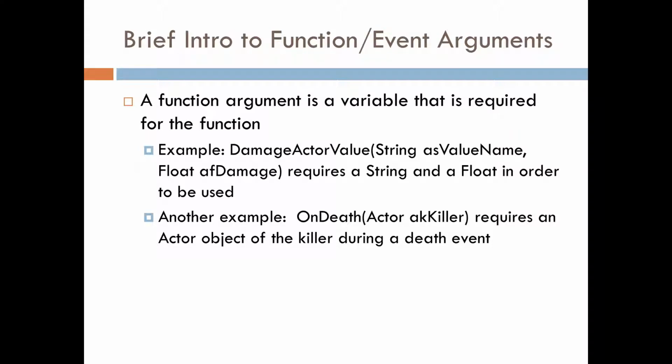Let's look at another example, just because the first example is a function. This is an event right here. So whenever an NPC dies, it calls the OnDeath event, and information that's passed to that event is the NPC that killed the NPC. So if the player kills a bandit, the player will be akKiller, since it's an actor object that it requires.